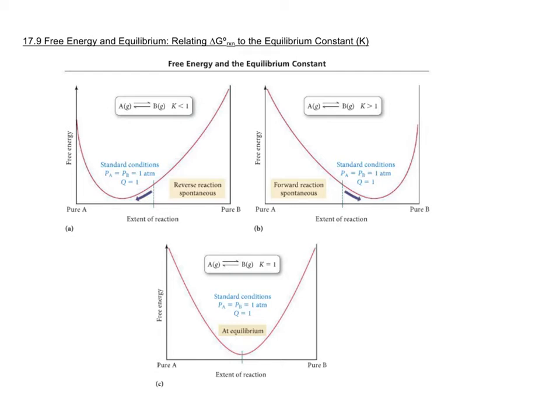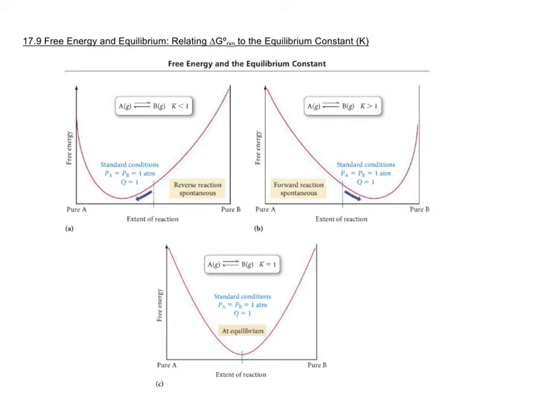If the equilibrium constant is 1, that's where I'm going to start, which is part C here, then that would mean there's an equal concentration of A and B at equilibrium. So our K would be 1, and it means that the delta G for that reaction is going to be 0. Neither the left side or the right side is more favored. They're equal.